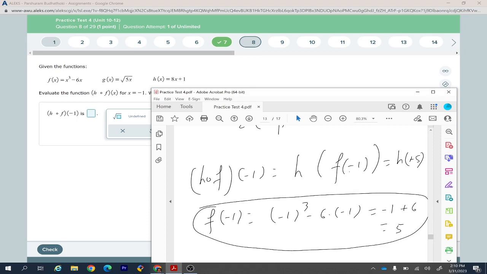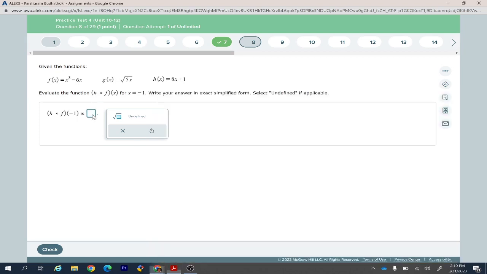Now, after finding f of -1, just plug this value here and find the h function at 5. So h is this. At 5 means 8 times 5. Replace this x by 5. So that would be 8 times 5 plus 1, which is 8 times 5 is 40. It's 41. So the answer for this one is 41.